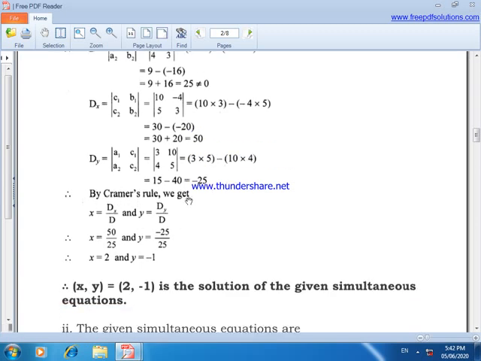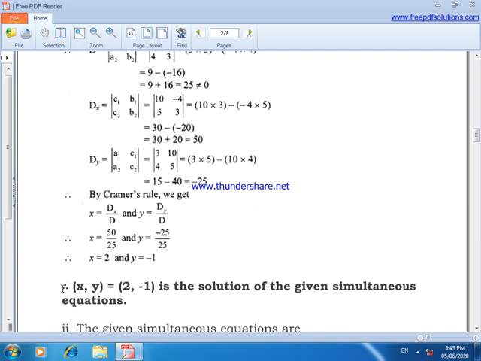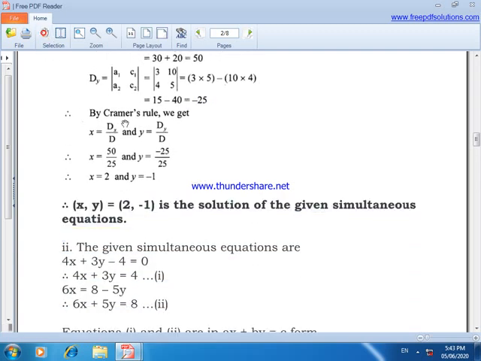Now by Cramer's rule, x is equal to dx upon d and y is equal to dy upon d. The value of dx is 50, d is 25, dy is minus 25, d is 25. 50 upon 25 is 2, minus 25 upon 25 is minus 1. So x comma y is equal to 2 comma minus 1 is the solution of the given simultaneous equations.